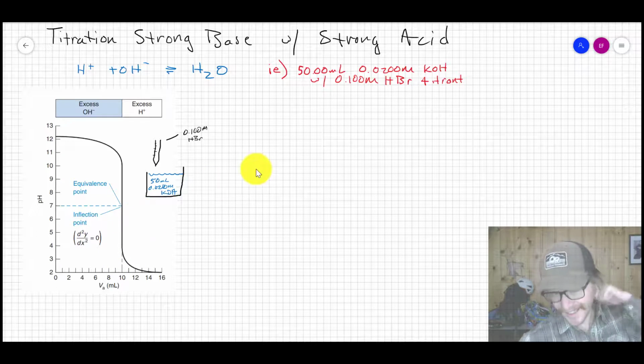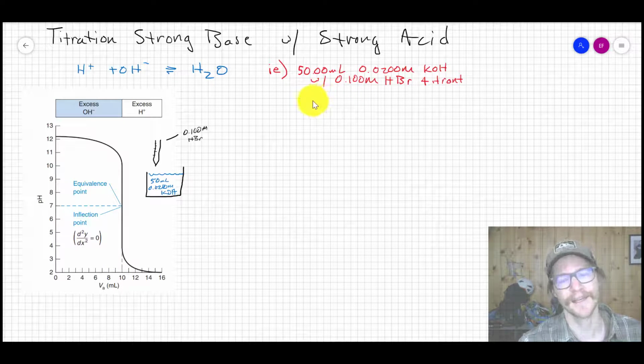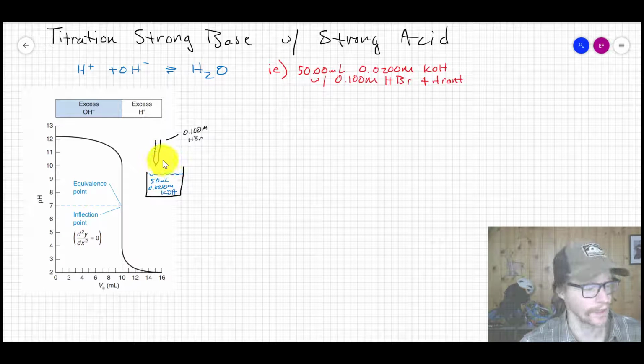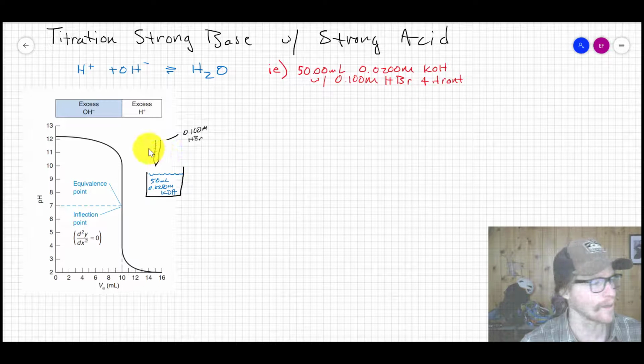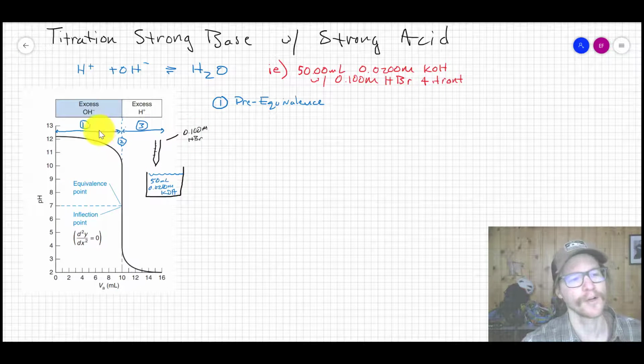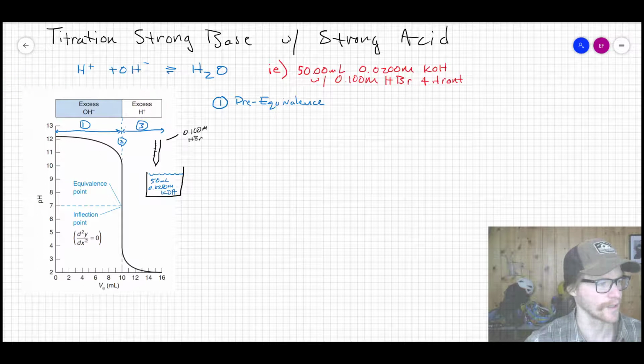So what we've got is 50 milliliters of 0.02 molar KOH, the base, and we're titrating that with 0.1 molar HBr as our titrant. So I have a little mini picture here. I always like to draw pictures of any titration that I'm doing, or really any reaction that I'm doing, just to give me perspective for how I should be thinking about that. So the three regions we're going to talk about are pre-equivalence, which is one I have labeled over here, equivalence, which is right at the inflection point, and then post-equivalence, which is the section 3 here.